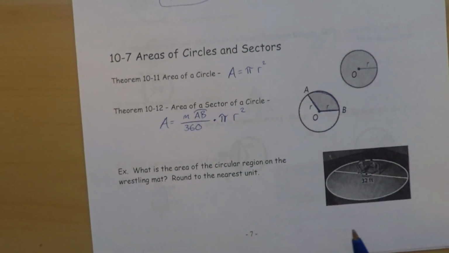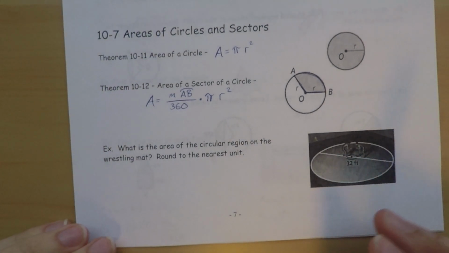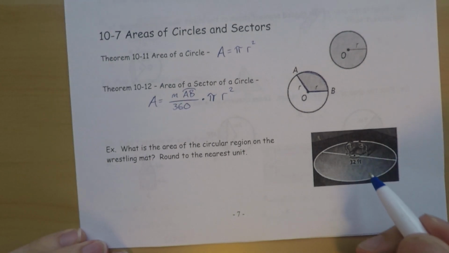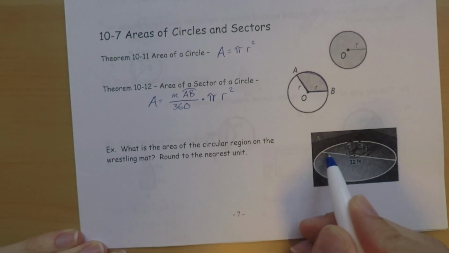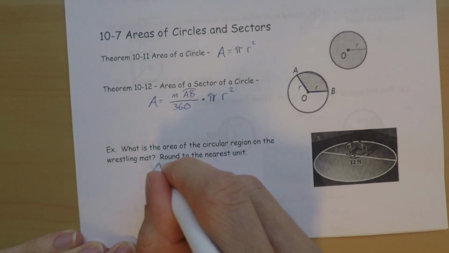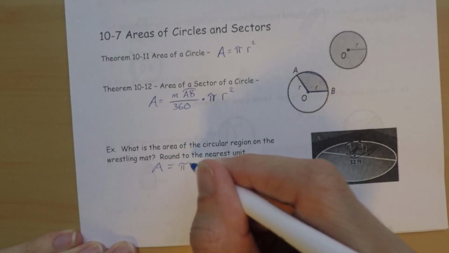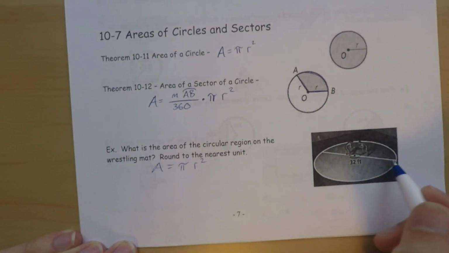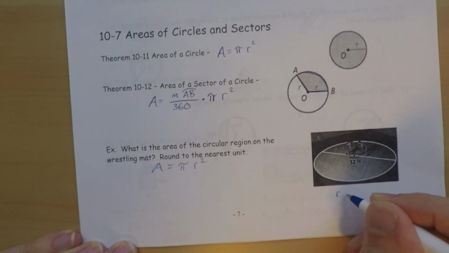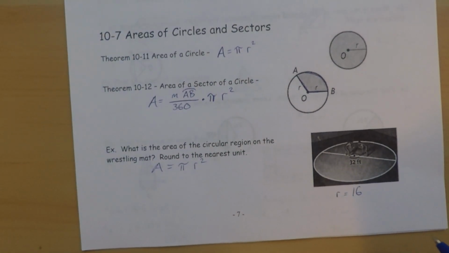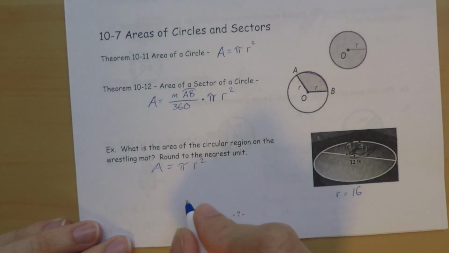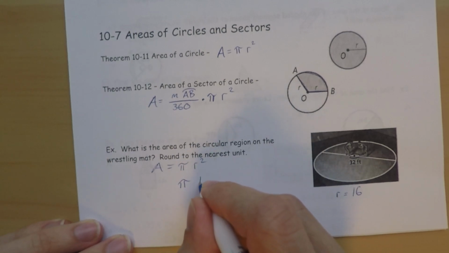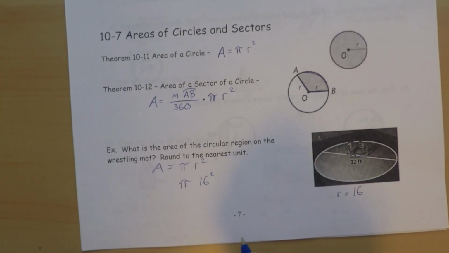So let's do some examples. What's the area of the circular region on the wrestling mat? Round to the nearest unit. We've got a wrestling mat, it's a circle. This 32 is telling me the length of the diameter all the way across. My formula for the area of this is pi times the radius squared. So if I have a diameter of 32, then I have a radius of half of that. Radius is half the diameter. So cut 32 in half. I have a radius from the center to the side, 16. So the area of my mat is pi times 16 squared.